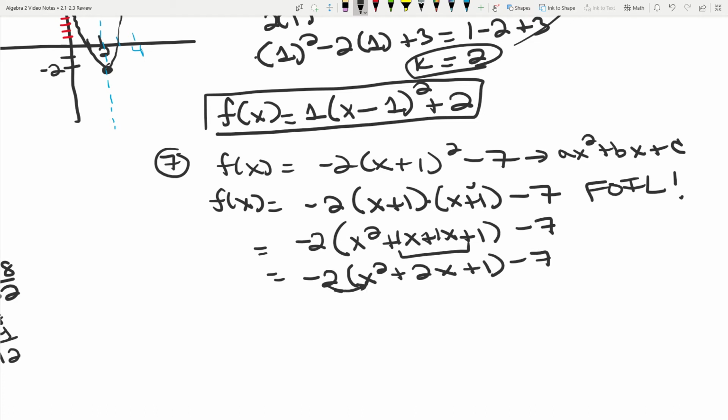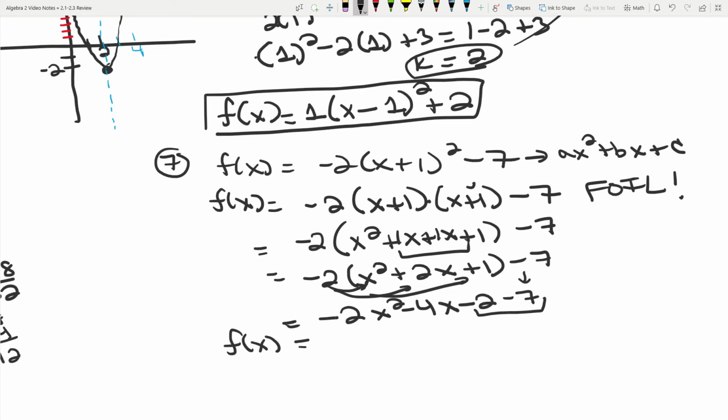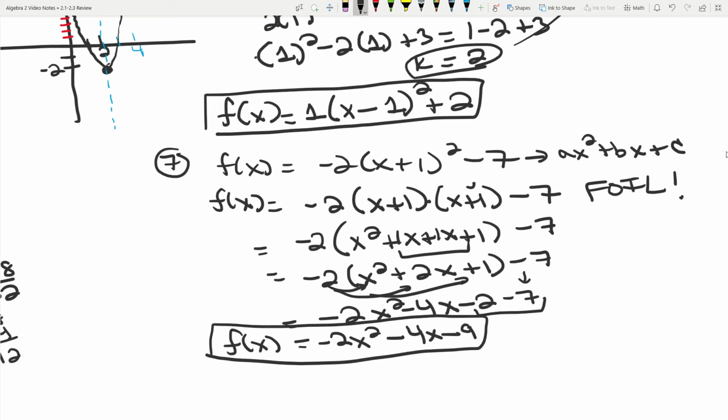Now we can distribute just to make it a little simpler. So negative 2 times x squared is negative 2x squared. Negative 2 times 2x is negative 4x. And then negative 2 times positive 1 is negative 2. Bring down the minus 7, combine your like terms here, and you're done. So we got f of x equals negative 2x squared minus 4x minus 9. Negative 2 minus 7 is negative 9. And that's my standard form. So that's how you convert from vertex to standard form.